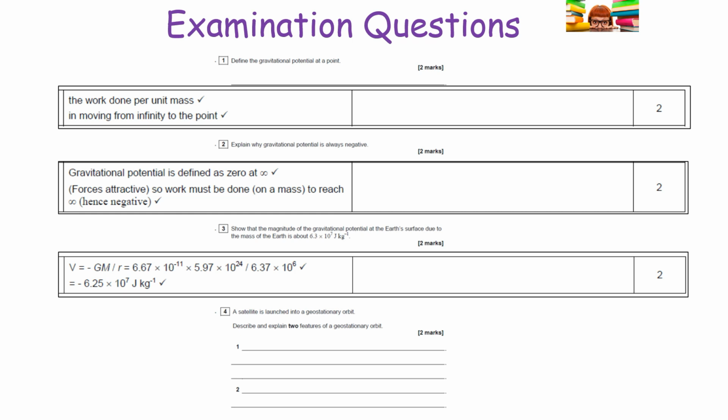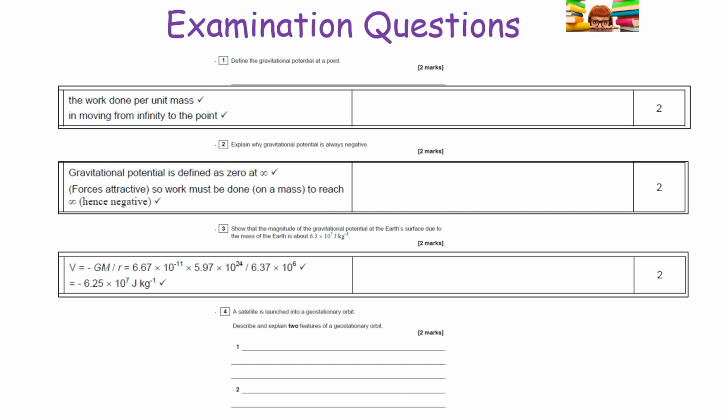So you would pop in the value of the universal gravitational constant. The mass of the Earth, which you know is given in the equation book, is 5.97 times 10 to the 24 kilograms. And then we know our distance, because again you're given the radius of the Earth in your examination book, is 6.37 times 10 to the 6 meters. Pop it all through and you get 6.25 times 10 to the 7 joules per kilogram.